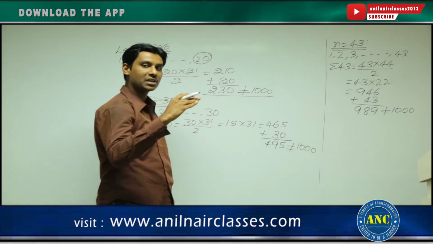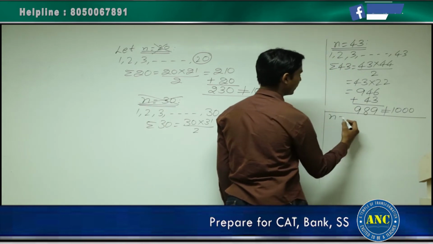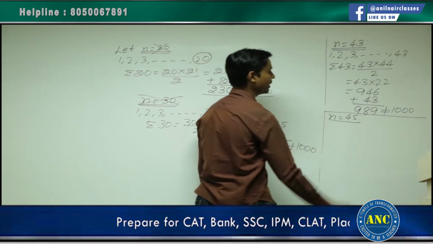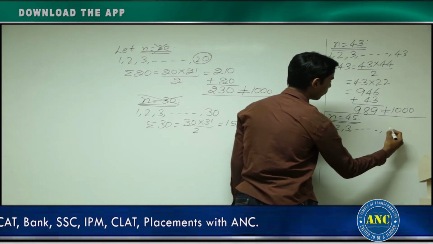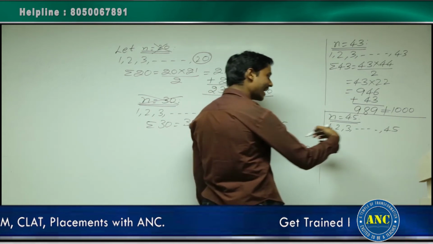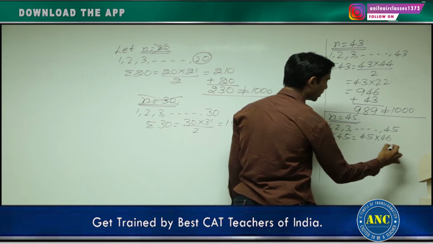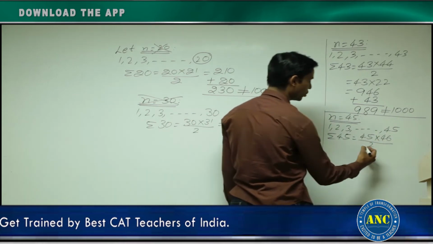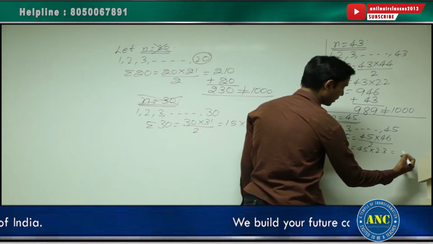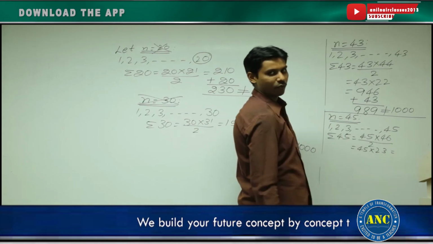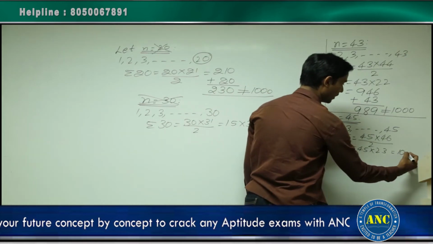Now let us take a number which is just greater than 44, which is nothing but 45. If I take n is equal to 45, there were 45 natural numbers written on the board. I added all these numbers. Summation 45 is 45 into 46 by 2. 45 into 46 by 2 is 45 into 23. 45 into 20 is 900. 45 into 3 is 135. 900 plus 135 is 1035.